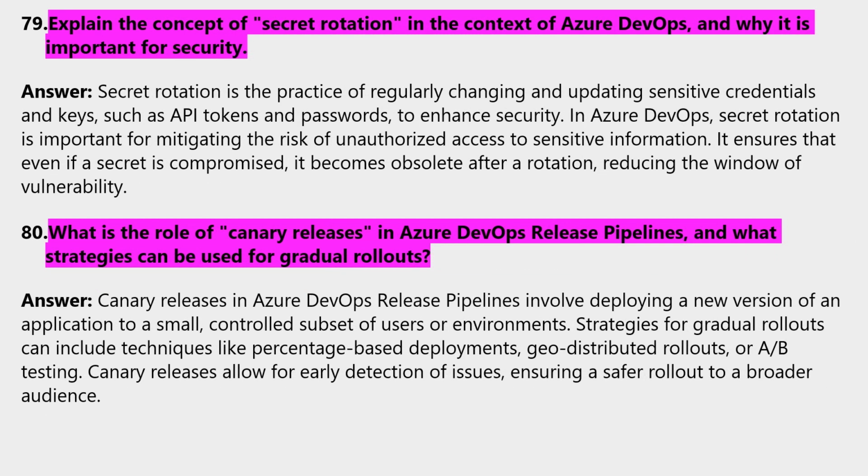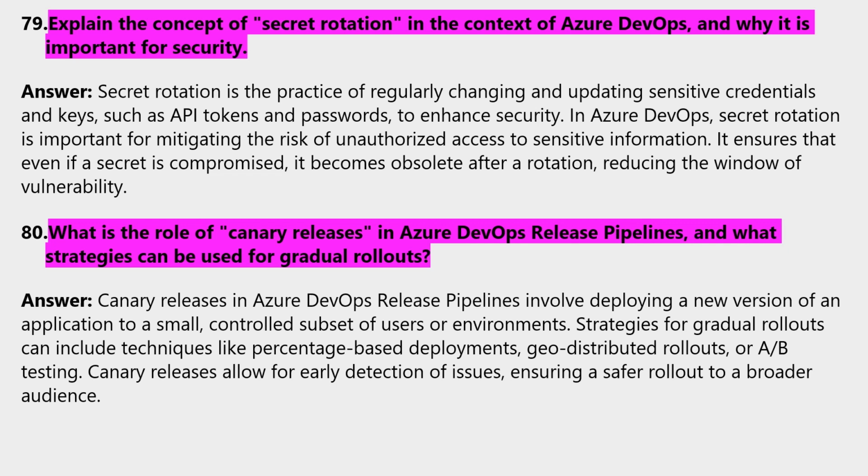Explain the concept of secret rotation in the context of Azure DevOps and why it is important for security. Answer: Secret rotation is the practice of regularly changing and updating sensitive credentials and keys, such as API tokens and passwords, to enhance security. In Azure DevOps, secret rotation is important for mitigating the risk of unauthorized access to sensitive information. It ensures that even if a secret is compromised, it becomes obsolete after a rotation, reducing the window of vulnerability.